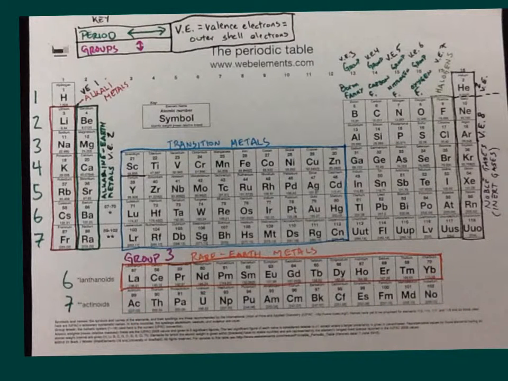We then have up here, which is group 13, or the boron family. They have 3 valence electrons. The carbon family with 4 valence electrons. The nitrogen family with 5 valence electrons. The oxygen family with 6 valence electrons. Then the halogens, very reactive nonmetals. And then the noble gases.